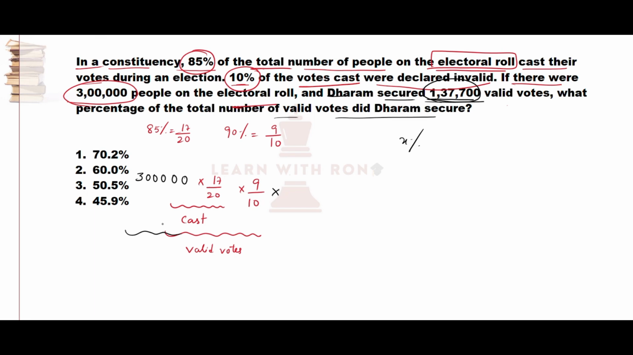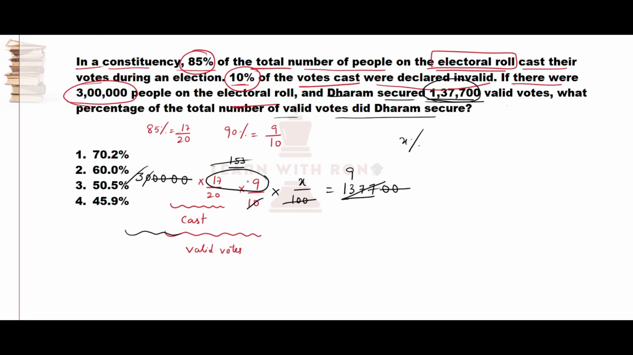So in these valid votes, X percentage votes are 137,700. See the calculation: 2 zeros get cancelled, these 2 zeros, and 1 0 and 1 0. See here, 17 nines how much? 90 plus 63, 153, right? So 153 and 137, 153 times 9 is 1377.